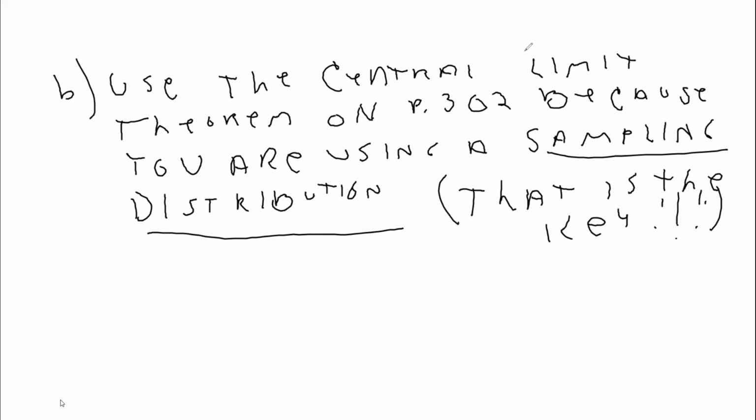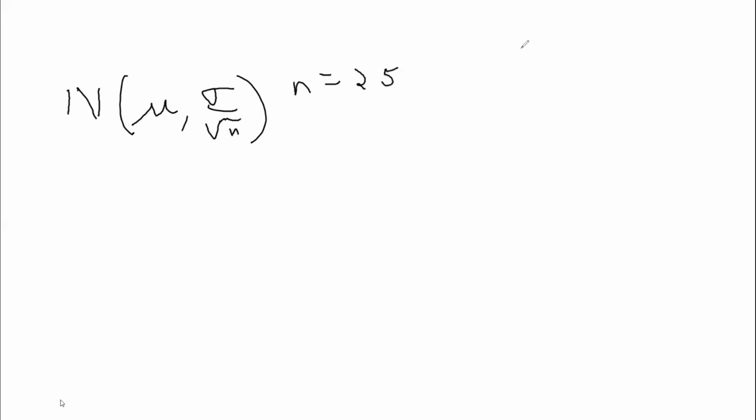So, I'm going to start this on another page. I'm going to save this and then clear it. Okay, so the sampling distribution, that's an N, is mu, that's your average, and the standard deviation over the square root of the number of people you have. And in this case, we have 25 people. Okay, that's the number of students.